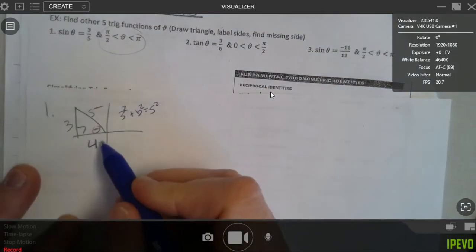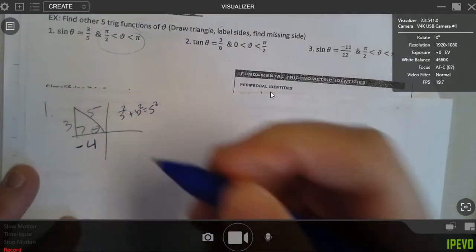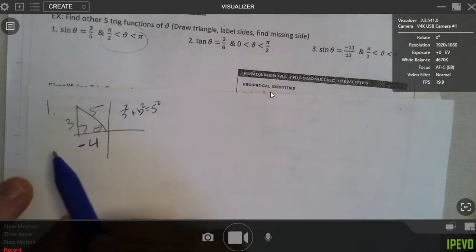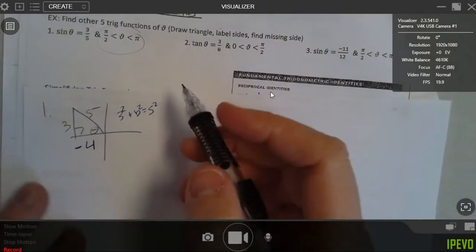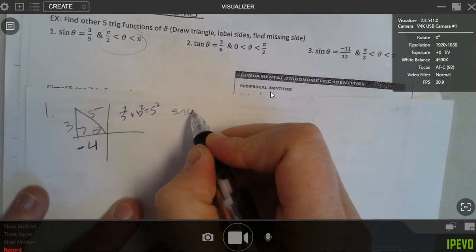But you see how 4 is pointing in the negative direction? So it's actually a negative 4. Your x values are negative in here. So then from there, you just have to write out your missing stuff. So we know what sine is. I'm just going to go ahead and rewrite it.